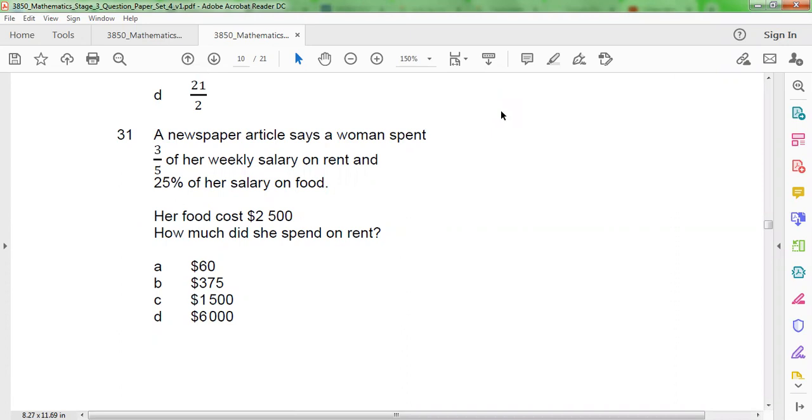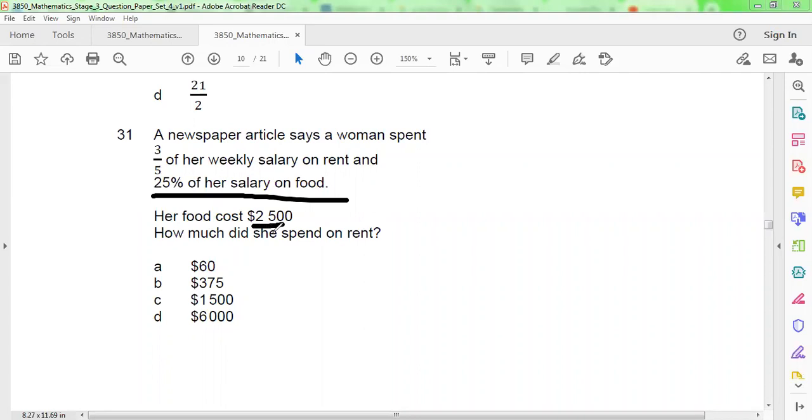I like this question. All right, so a newspaper article says that a woman spent 3/5 of her weekly salary on rent and 25% of her salary on food. Her food costs 2,500. So guess what? 25%. This is the part that we'll have to use to work out the salary.